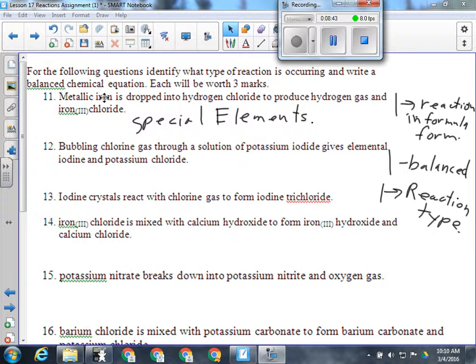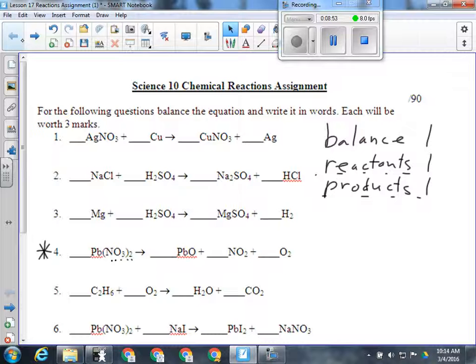Number 11, metallic iron. That's iron, just iron by itself. Just in case there was any confusion. All right, guys, due date for this, March 16th. That's after your unit exam. I can't make it before. You've got too much on the go already. So March 16th.